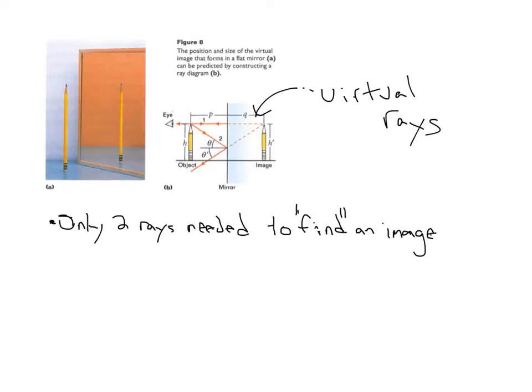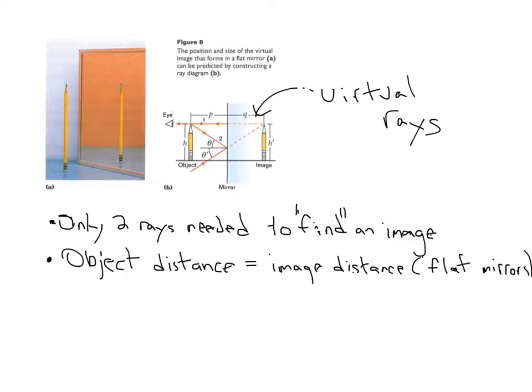And if I trace the two virtual rays back, my eye sees the pencil tip as being right here, behind the mirror. Another interesting fact about mirrors is that object distance equals image distance, and this is just for flat mirrors. Later, we're going to look at curved mirrors like you would see in a fun house, and we'll see that that's not the case.